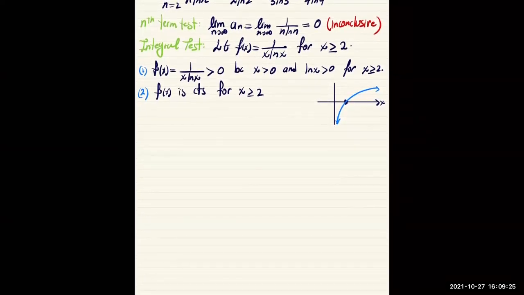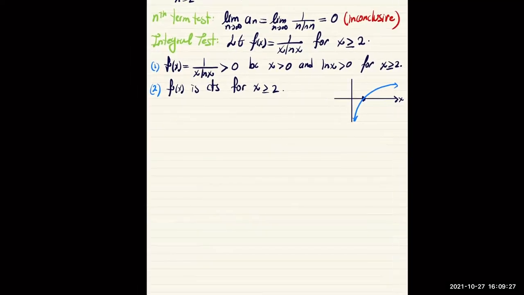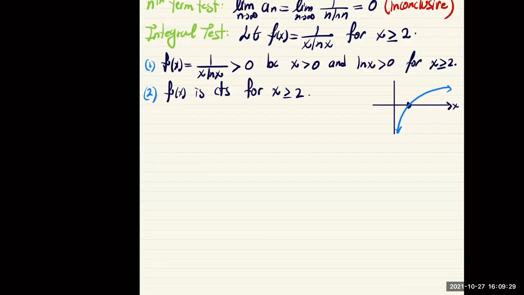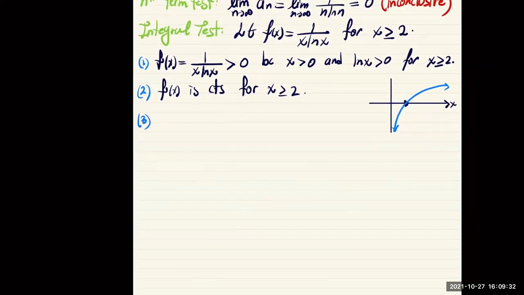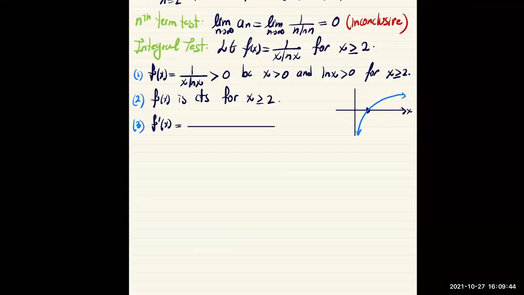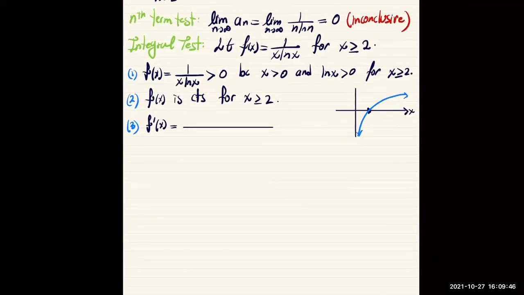Third requirement is f of x being decreasing. For that, you can use the first derivative. Find f prime of x and show it's negative or eventually negative. All right, so here I have to use the quotient rule: square the bottom, take the derivative of the top, which is 0, minus the derivative of the bottom.